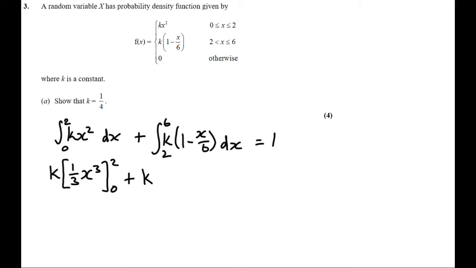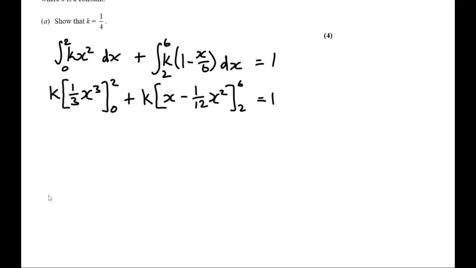Once again, I have an opportunity to take a constant out. I'll take that opportunity. And integrating gives us x. And here, I'm going to have x squared over 12, which I'll write like this. This is in between the limits of 6 and 2, and the result should be 1. So in processing this, I should now only need to substitute in these values.